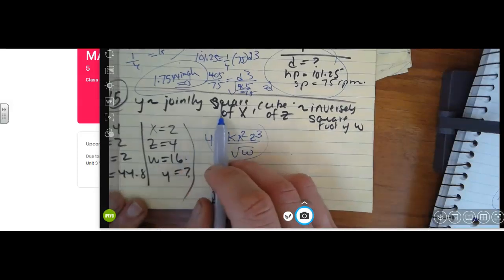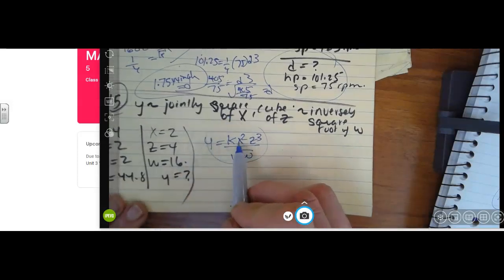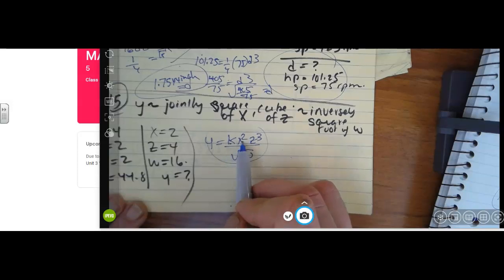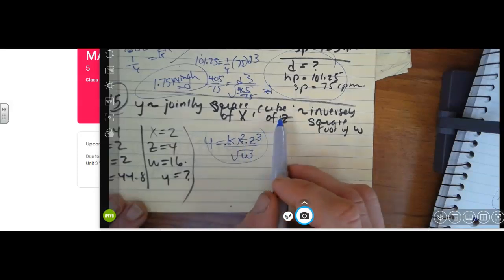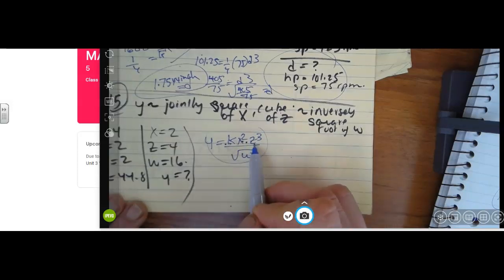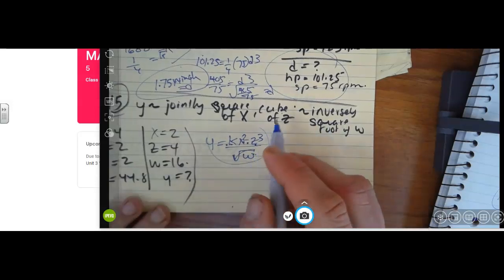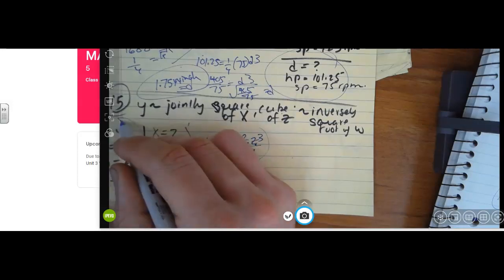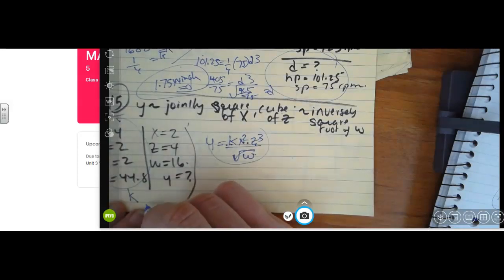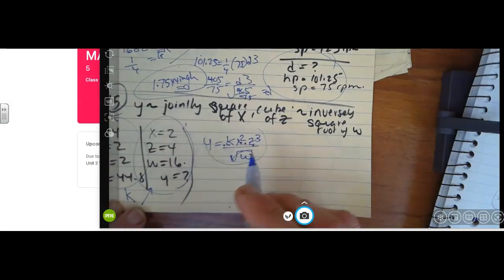And it said that y varies with the square of x. That means you have k in the numerator, k is always in the numerator, x squared, and the cube of z, z cubed, and inversely with the square root of w. So that's why the square root of w is in the bottom, because it's inversely. So they give us a set of numbers here, so we can find k, and then we use that k to solve for y here.